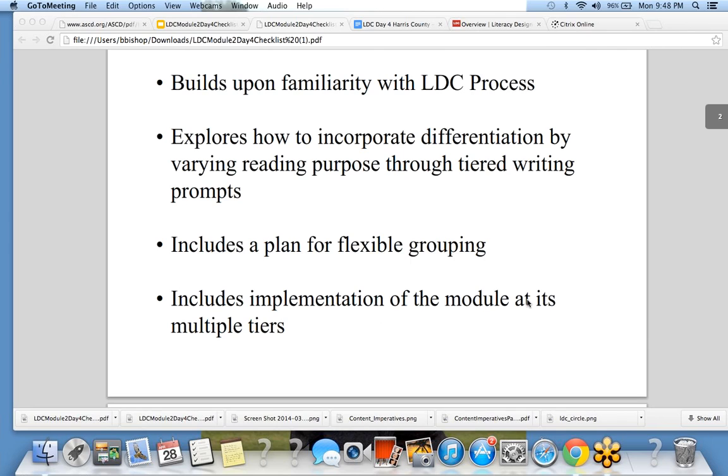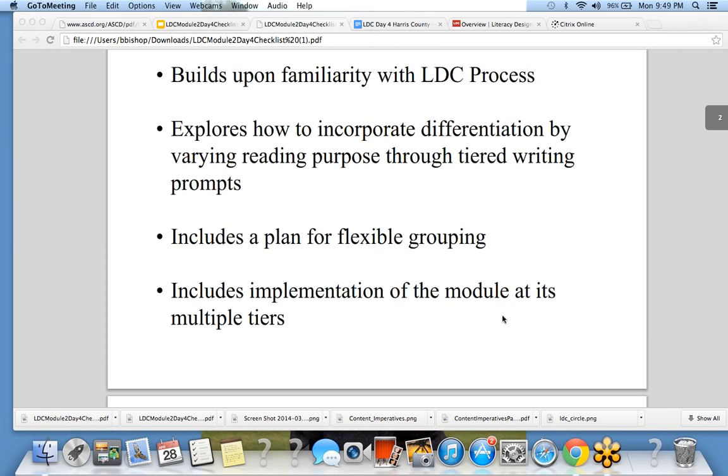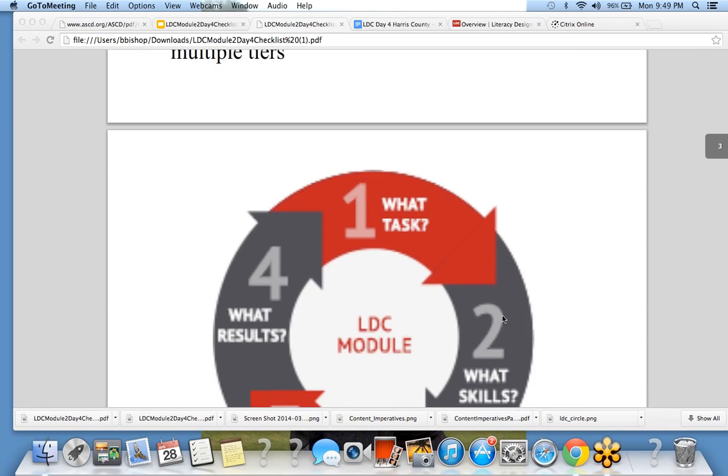So essentially, you were in your second module implementing an LDC that had multiple tiers. You might have gone for many, many tiers, or you might have just stuck with 2. And 2 is very good as well because it still accomplishes the differentiation.